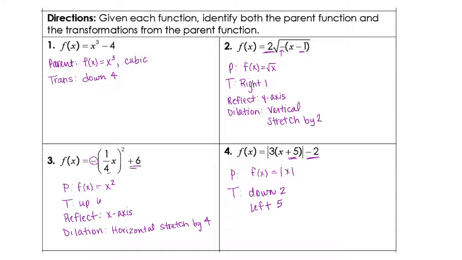We don't have any reflections, but we do have a dilation. And notice the numbers on the inside. So that's going to be a horizontal. And since it's bigger, you don't have a fraction here, it's bigger than 1, it's going to be a horizontal compression.